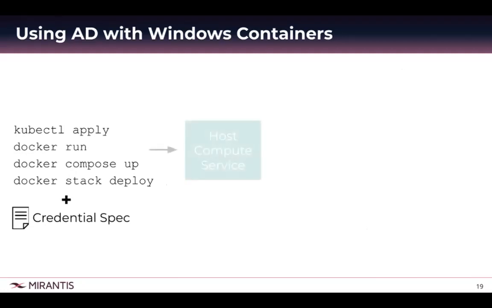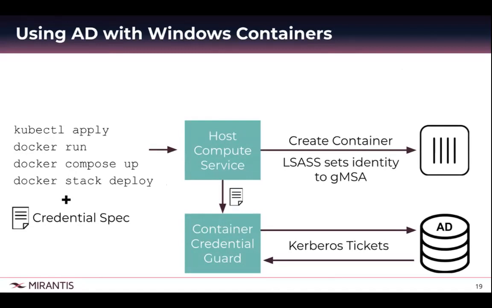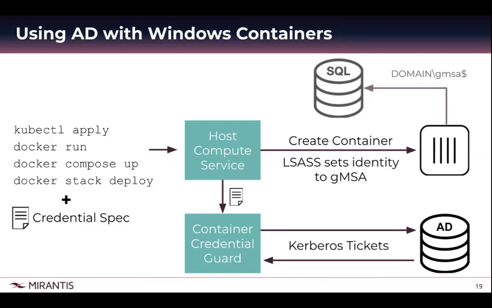And then on the server that the pod is being scheduled on, the host compute service of Windows picks that up and says, hey, this is a special pod. It's not a regular identity. I actually need to go and send that credential spec to the container credential guard, another component of Windows, so that it can talk to Active Directory to generate and maintain Kerberos tickets. Then I'll create the container and I'll set the identity to that specific service account so that anytime that container calls out of the container to a database or a file share, it'll utilize that service credential, not the default identity that's there.